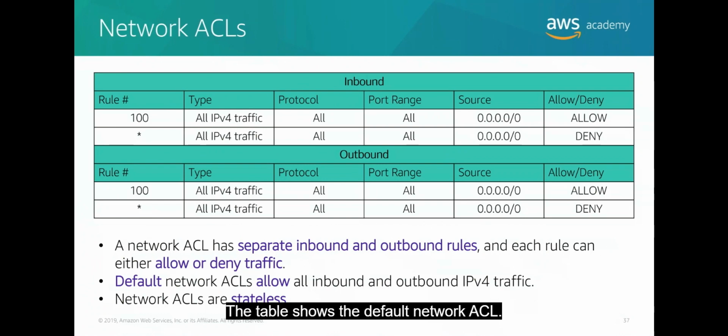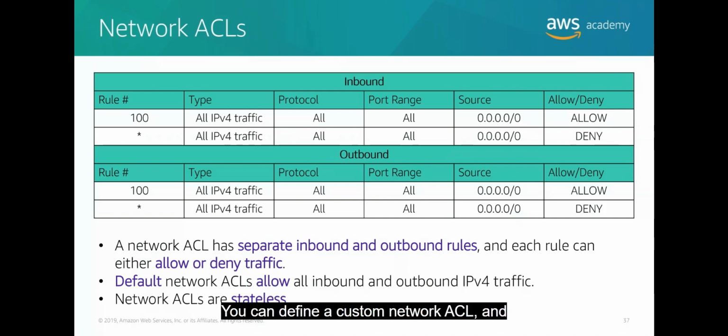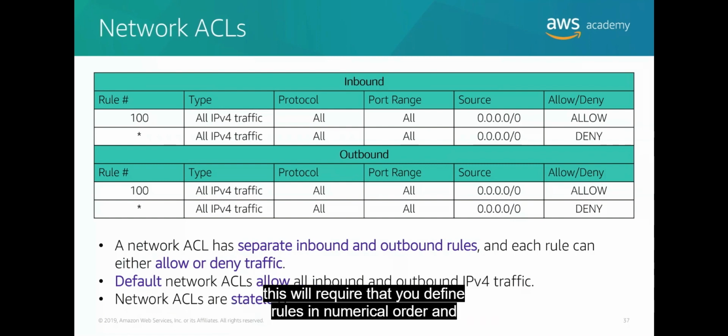The table shows the default network ACL. It is wide open in order for you to have focus on security groups as your firewall protection mechanism. You can define a custom network ACL, and this will require that you define rules in numerical order and define both the inbound as well as the outbound traffic to be allowed. Network ACLs are stateless, which means that no information about a request is maintained after a request is processed.